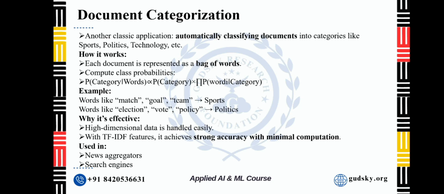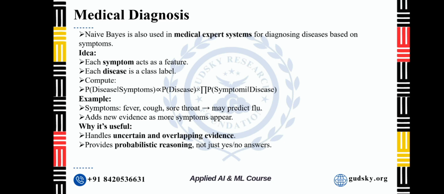So now after this we have medical diagnosis. Now let's move beyond text and talk about a life-impacting application, medical diagnosis. In healthcare, decisions often involve uncertainty. Symptoms can overlap between multiple diseases. Naive Bayes helps handle this probabilistically. Here is how.